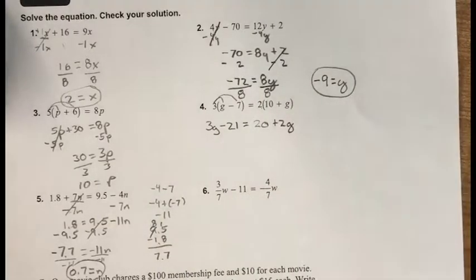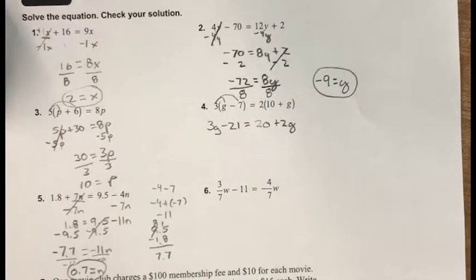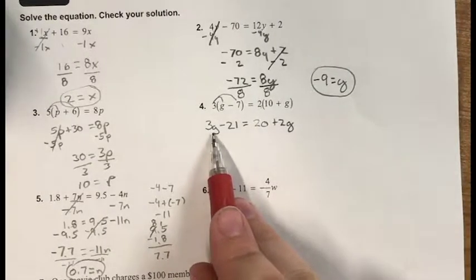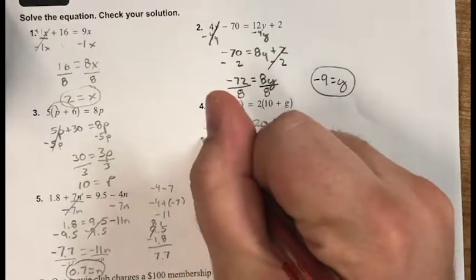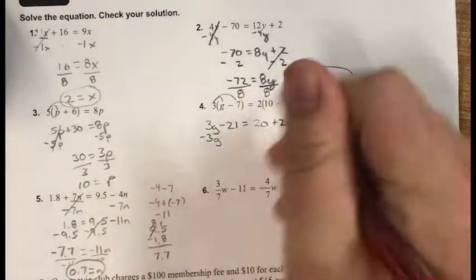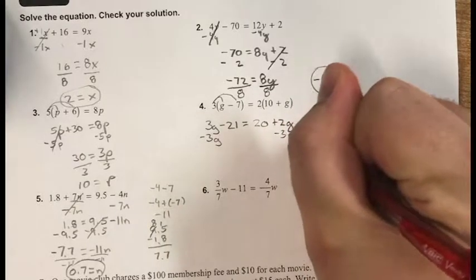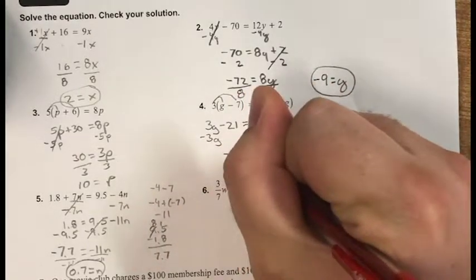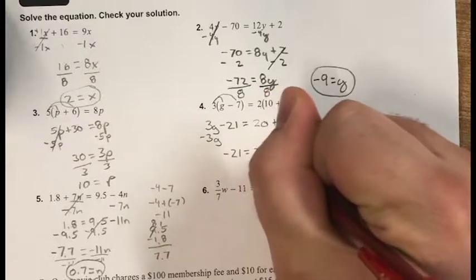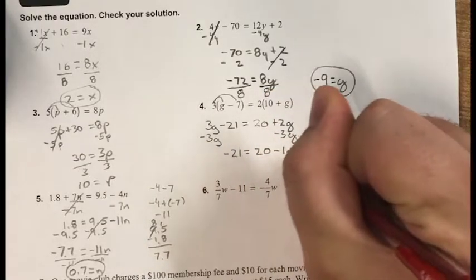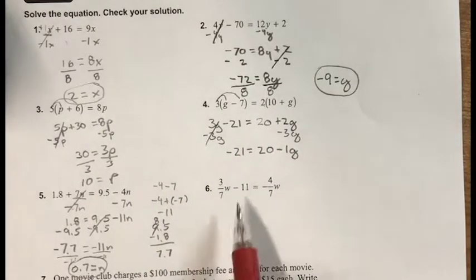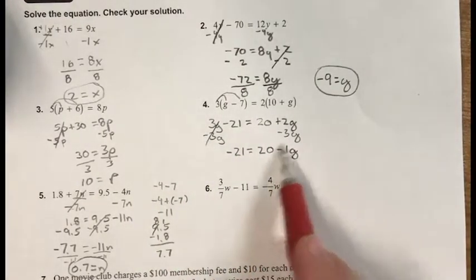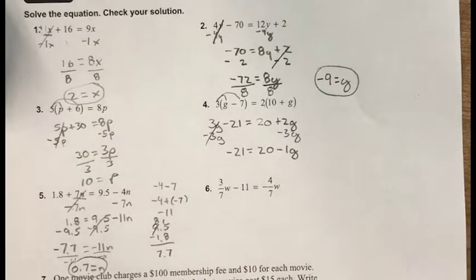All right, what can I do now? I need to move the variable to one side of the equation, so let's do that. I don't want this 3g over here. Why? I don't know. I just want to move it. And since it's a positive, I'm going to do the opposite and subtract 3g on both sides. That gives me negative 21 is equal to 20 minus 1g, okay? Because that cancels out. So now I continue to get this variable by itself using SADMEP.